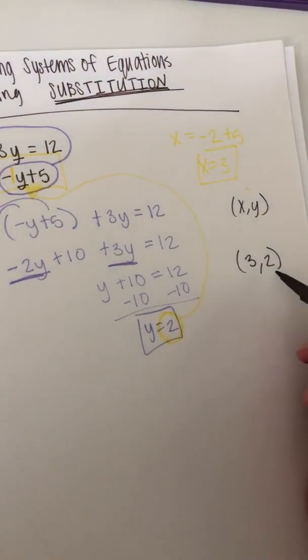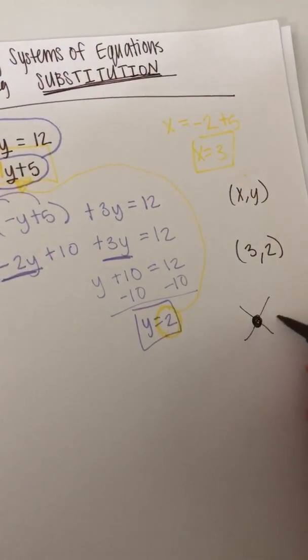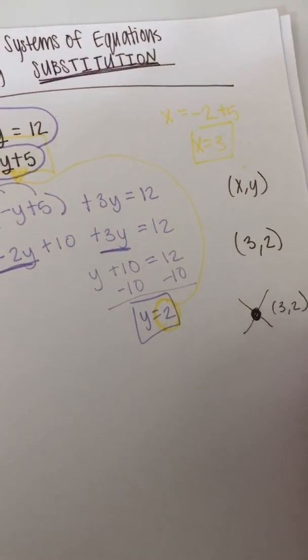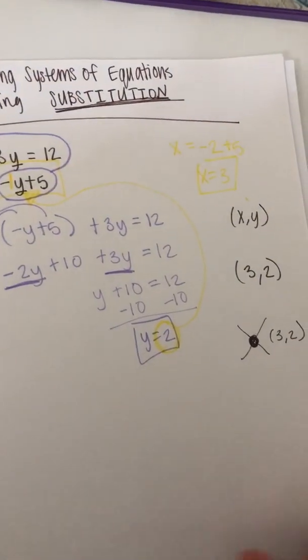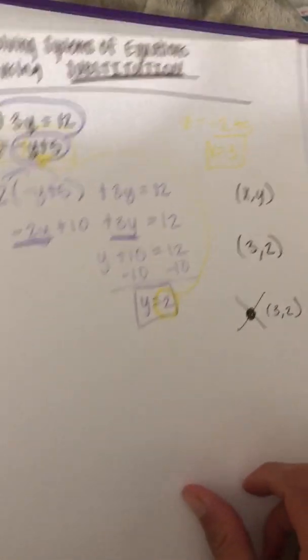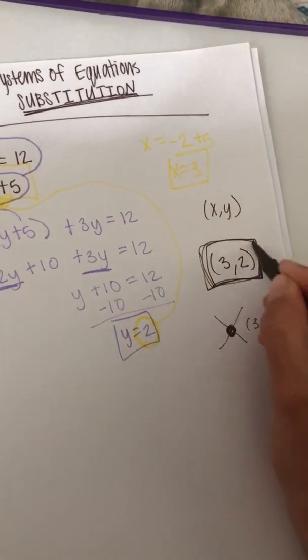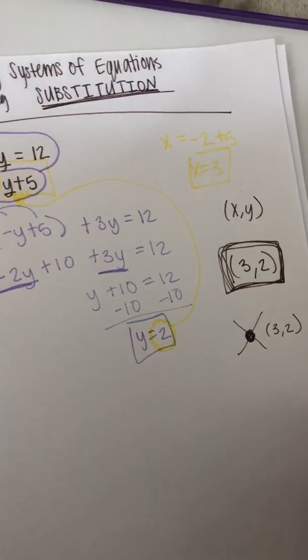Okay, what does that mean? It's where these two lines would be intersecting at the point 3, 2. Remember, our answer when we're solving these systems is we're always trying to figure out where these lines are crossing each other. And so this is my answer. If you don't make it all the way to there, you have not totally completed the problem. Okay?